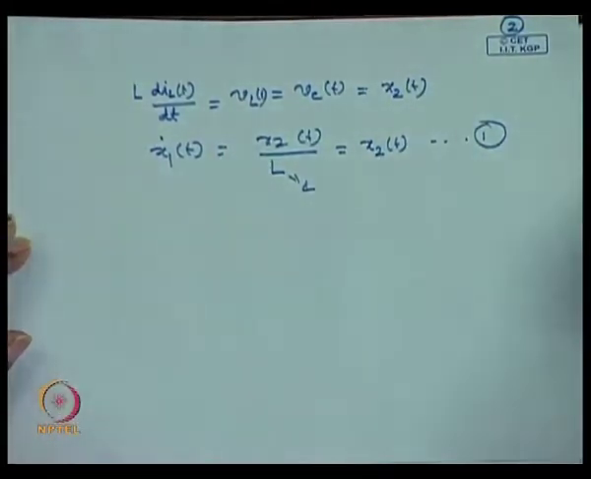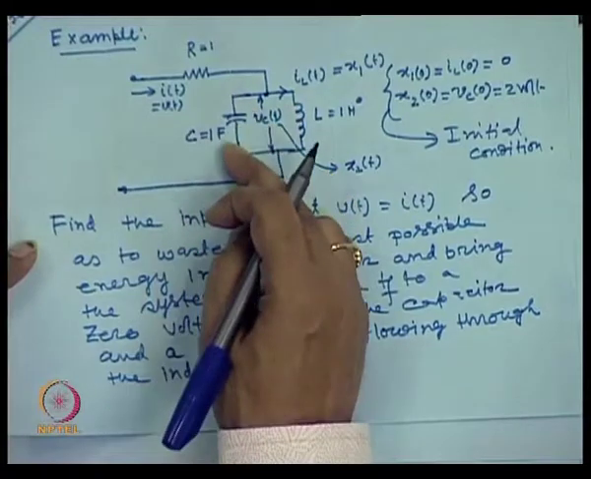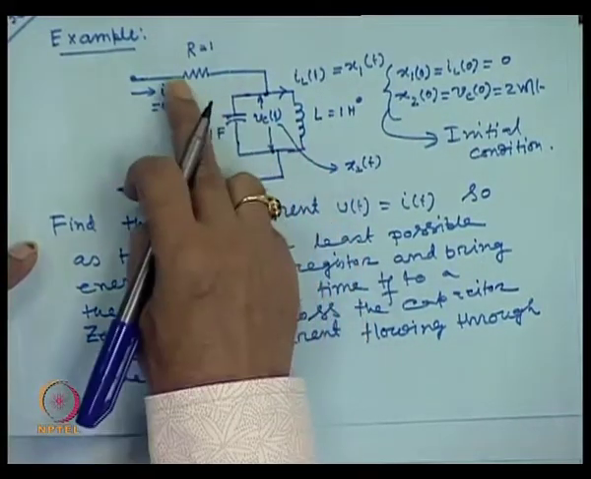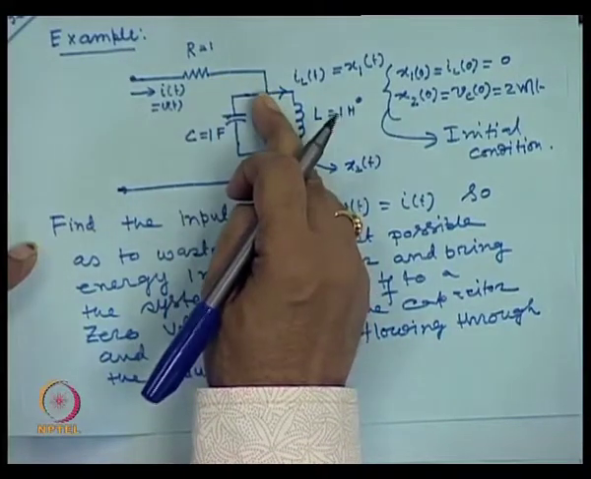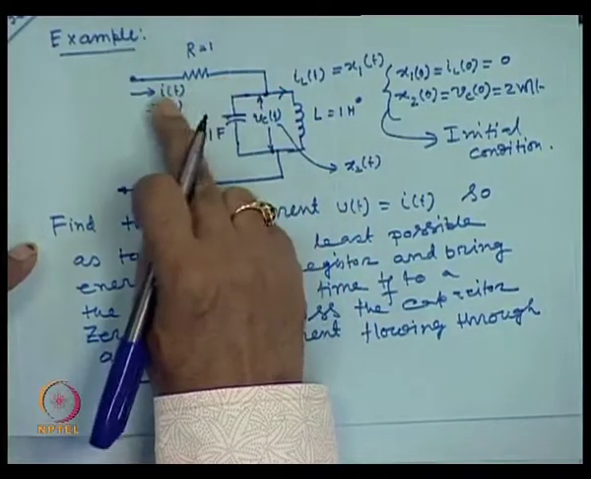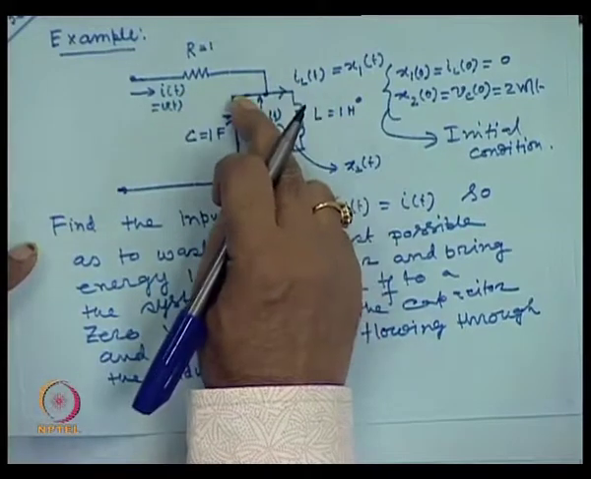Another equation we can write: if you see this, the current flowing to the capacitor is nothing but, by using KCL, Kirchhoff's current law at this point, I of t is equal to I L plus I C.